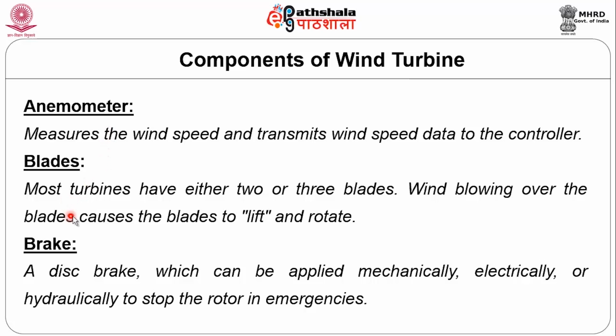And the blades: most turbines have either 2 or 3 blades, but now we have only 3 blade turbines. Wind flowing over the blades causes the blade to lift and rotate. And nowadays we have only 3 blades, and they are made of composite material.